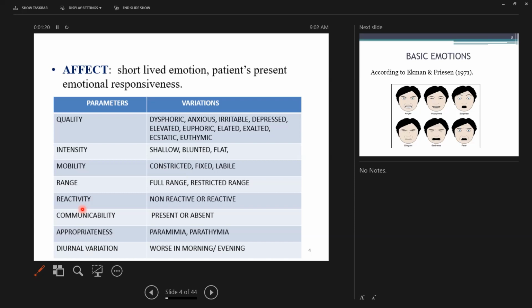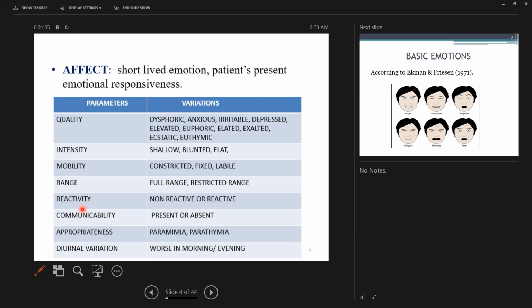Now, affect can be assessed by two parameters that can be subjective or objective. Subjective, we can ask the patient, how do you feel? And objective is based on the observation of the interviewer. Affect is assessed under these parameters, which include the quality, intensity, mobility, range, reactivity, communicability, appropriateness, and diurnal variation.